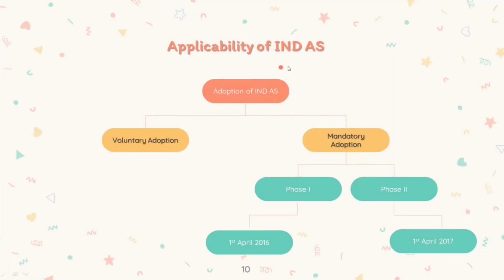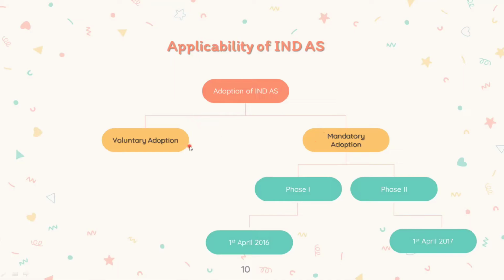Now, applicability of IND AS. As I said to you, in the year 2015, on 16th February, MCA issued that all the countries have to adopt IFRS. In the adoption also, they had different phases. So let's understand these phases. They had two options: one is voluntary adoption and the other is mandatory adoption.